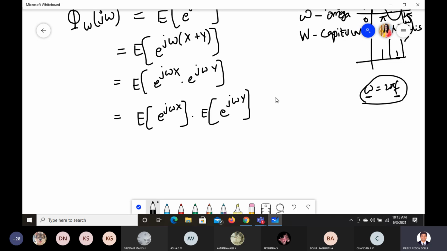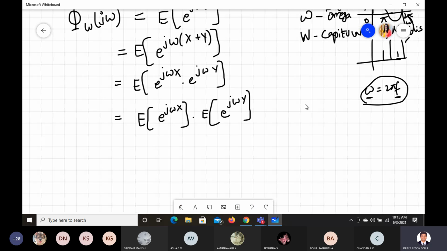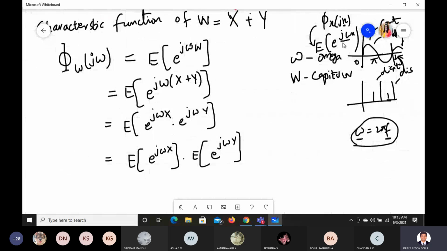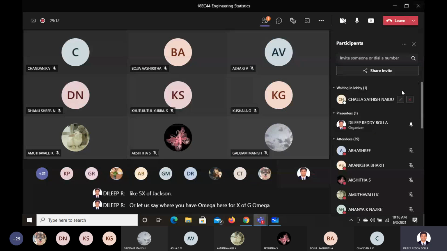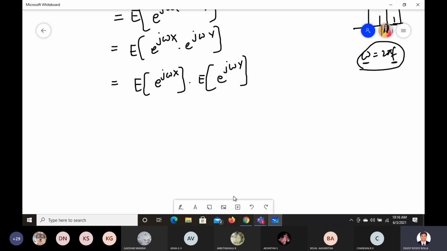Okay, now as we discussed previously, what is this? This e power j omega x looks like phi x of j omega. So when you write the final expression, it is going to be like this.